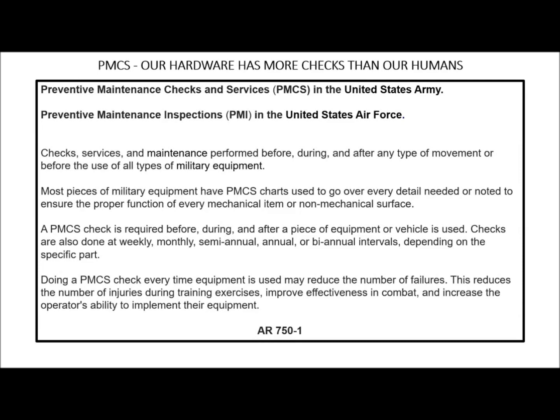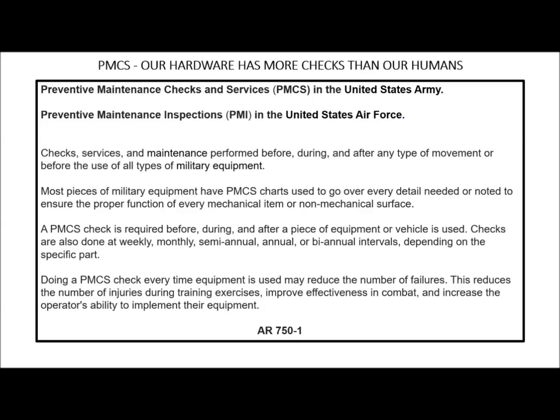A PMCS check is required before, during, and after a piece of equipment or vehicle is used. Checks are also done at weekly, monthly, semi-annual, annual, or biannual intervals, depending on the specific part. Doing a PMCS check every time equipment is used may reduce the number of failures. This reduces the number of injuries during training exercises, improves effectiveness in combat, and increases the operator's ability to employ their equipment. So right there you have it.